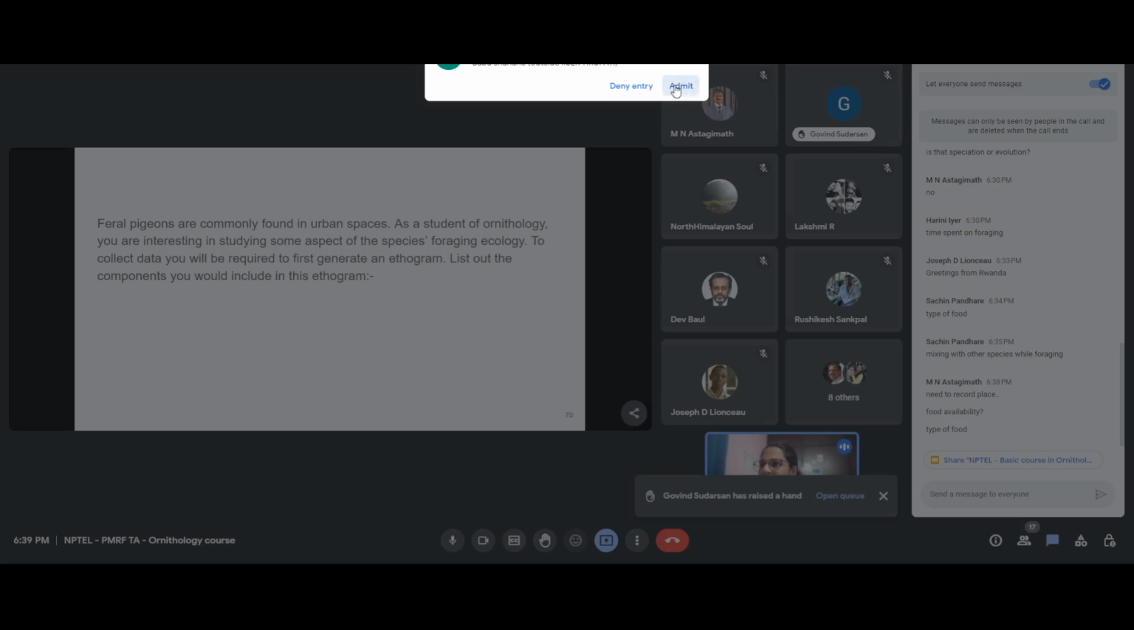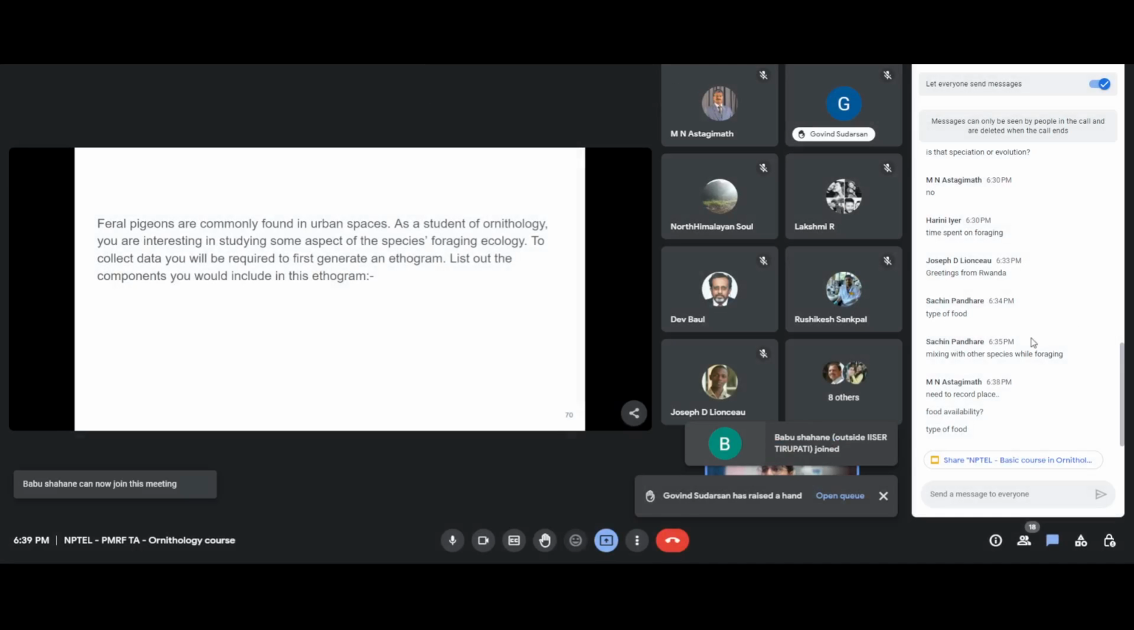Yes, Sachin mentions type of food. That's what I was looking for. I missed this in the chat box. Sachin also says mixing with other species, yes, mixed foraging flocks. We'll be covering that too. Food availability, yes, type of food. So type of food is something that needs to go into an ethogram, right?